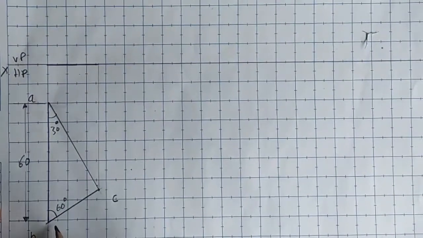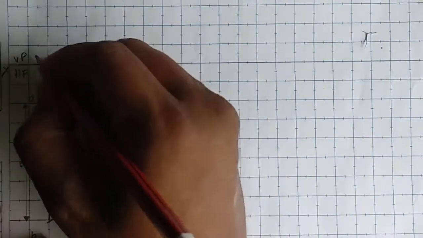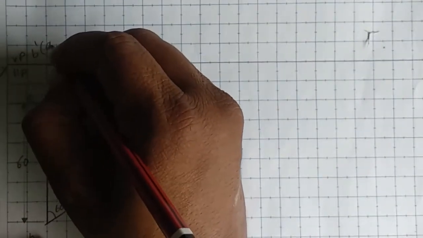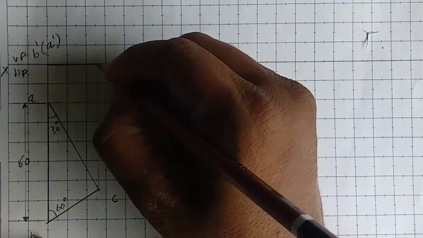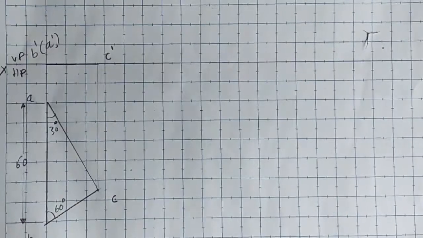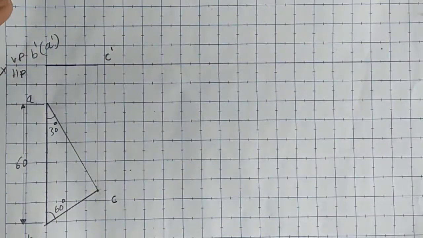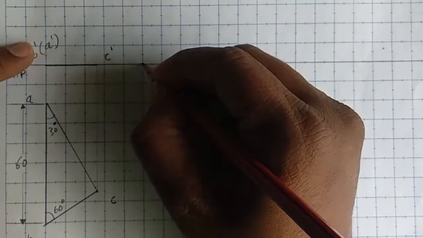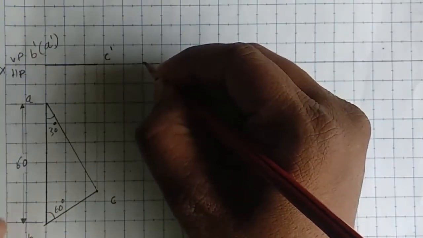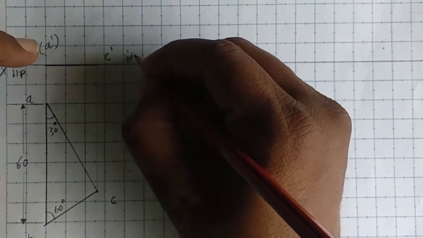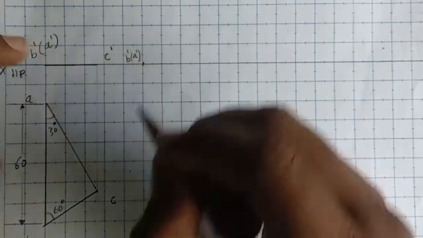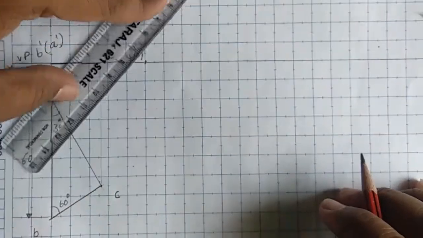And for naming, we are seeing from the bottom, B can be seen and A is hidden, that's why here it is B dash of A dash, and this will be C dash. The first step is finished. And the second step: the set square itself is inclined to HP at 45 degrees. So we can take the resting condition as the longest side. So make the longest side B dash A dash on the XY line, and then the 45 degree line we need to draw.